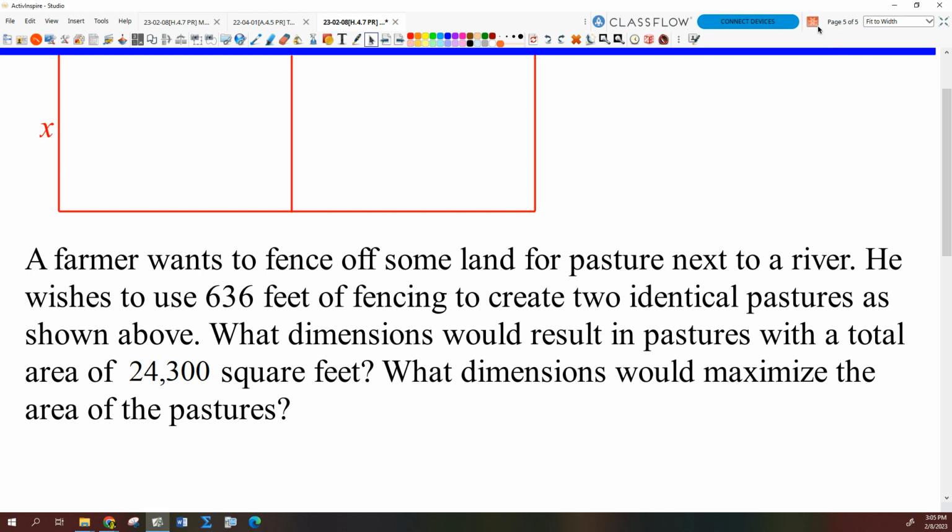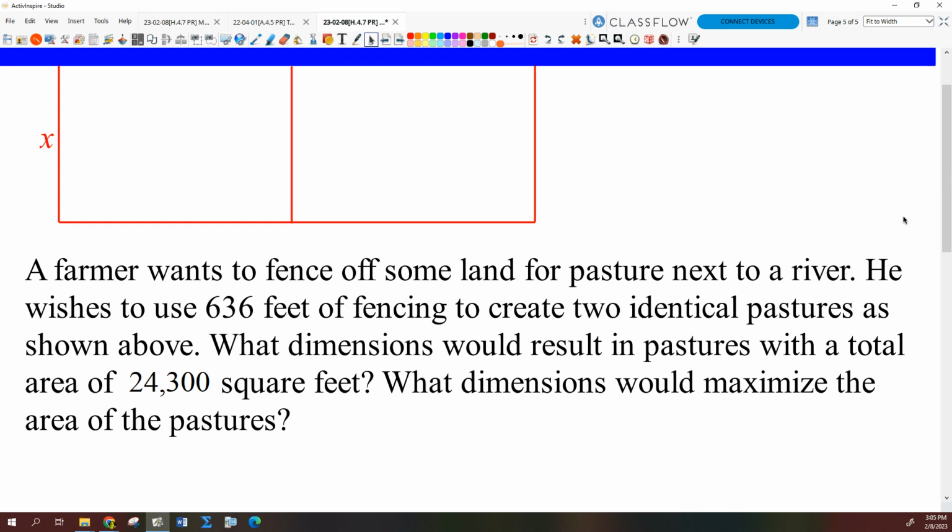Okay, so what do we got going here? I gave you a little picture. A farmer wants to fence off some land for pasture next to a river. He's not very environmentally conscientious about this, evidently, but that's not our issue today. You're his paid consultant to figure out the configuration to fence off this pasture.